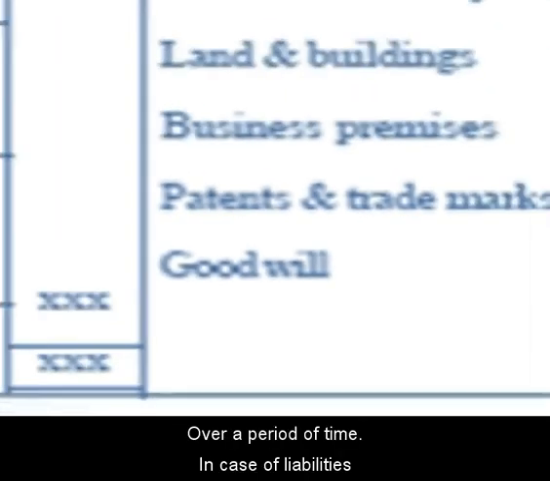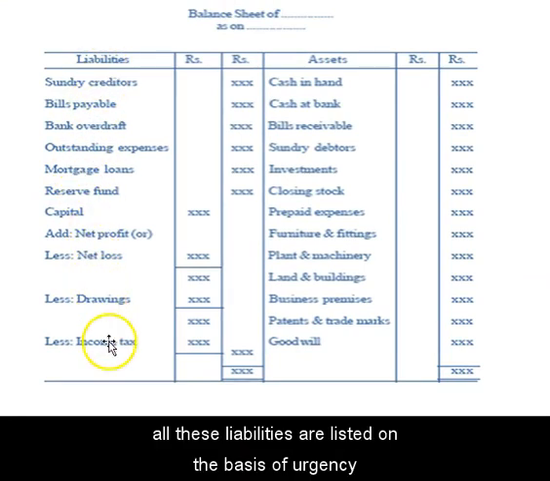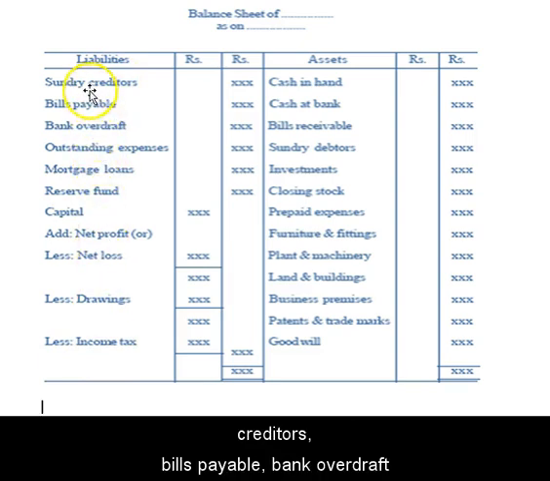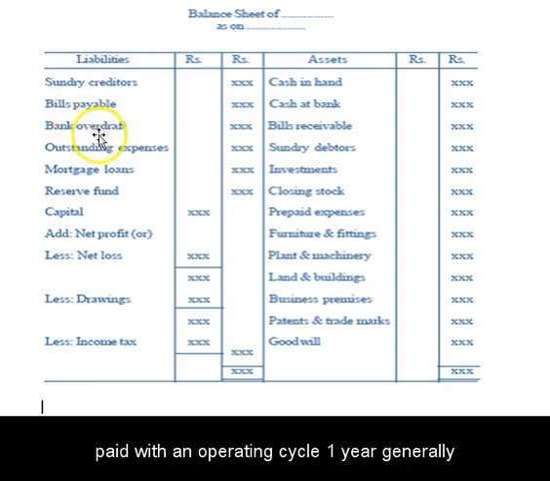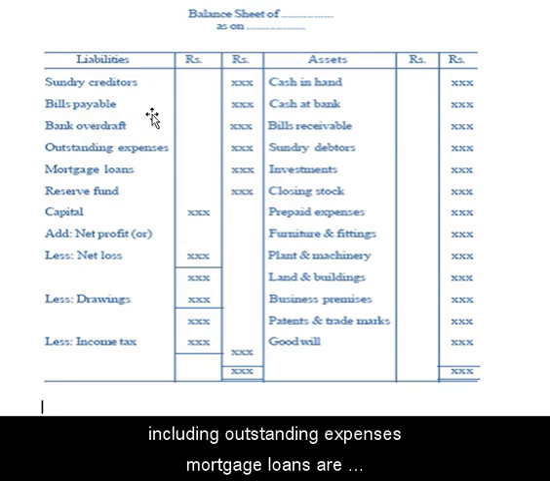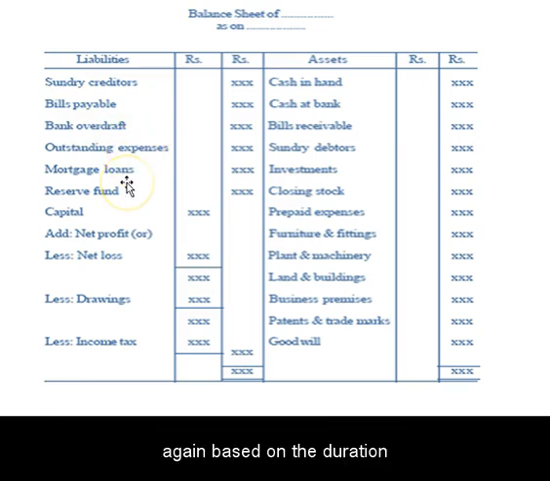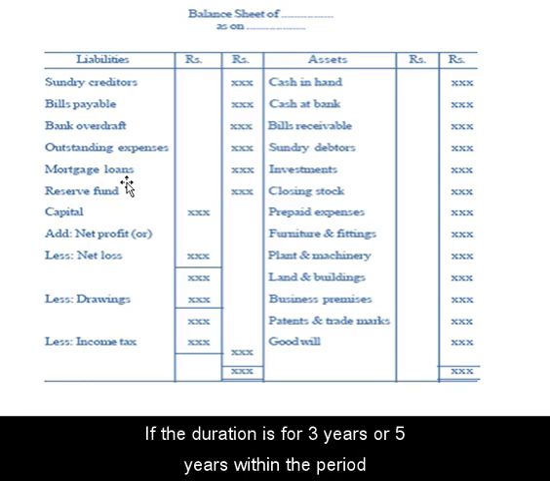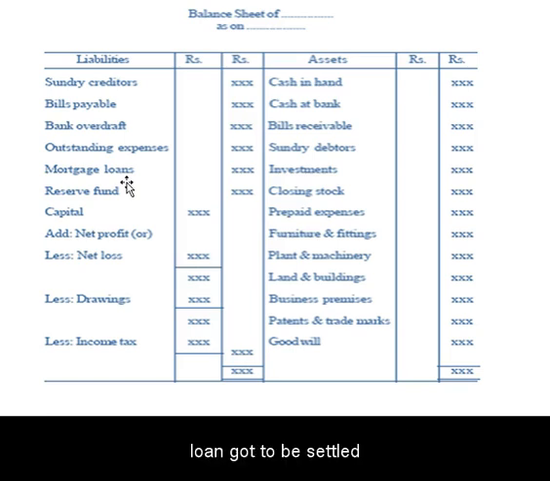In case of liabilities, all these liabilities are listed on the basis of urgency. So creditors, bills payable, and bank overdraft are generally to be paid within an operating cycle of 1 year, including outstanding expenses. Mortgage loans, again, are based on the duration. If the duration is for 3 years or 5 years, within that period the loan has to be settled. Reserve fund is a transfer allocation.